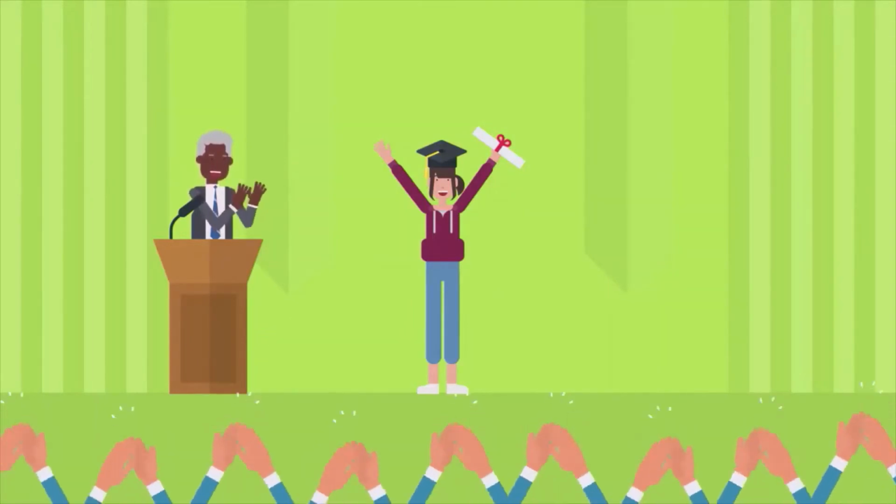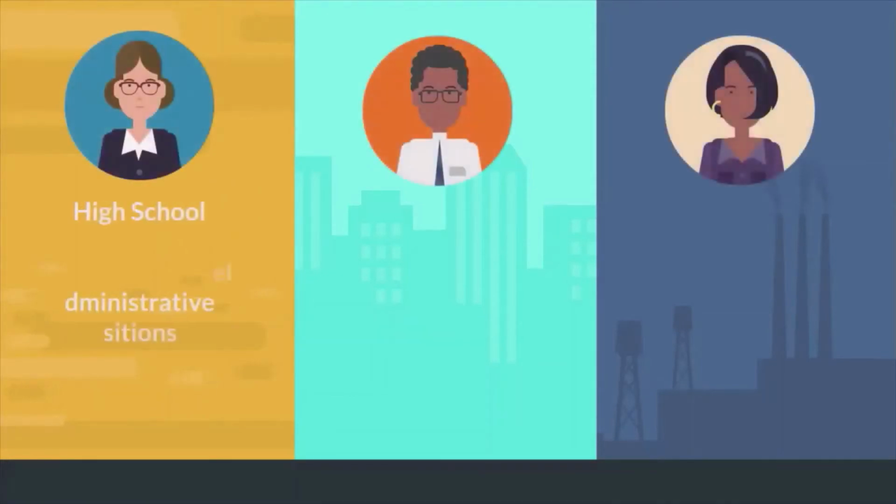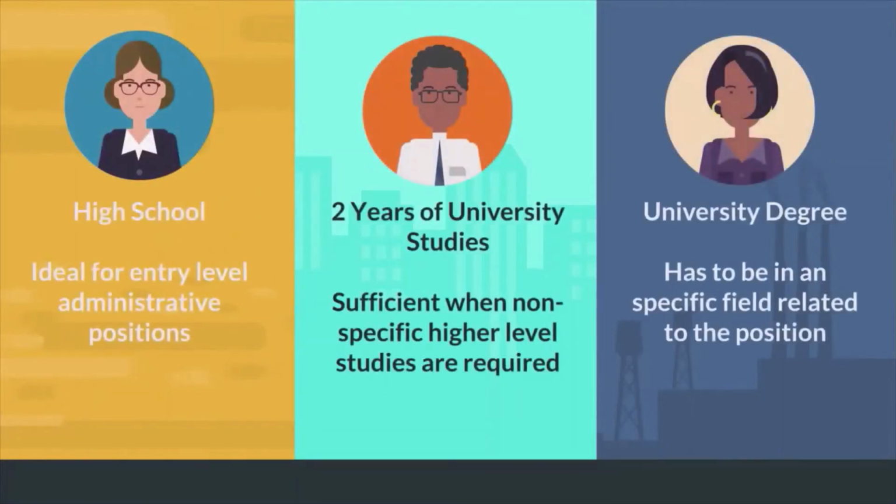Remember that this is the minimum level of education required to perform the duties of the job. It should also match the type of work being performed. For example, a university degree should not be required for an administrative level position. If a university degree is required, it should be in a specific field. Otherwise, 2 years of university is sufficient.